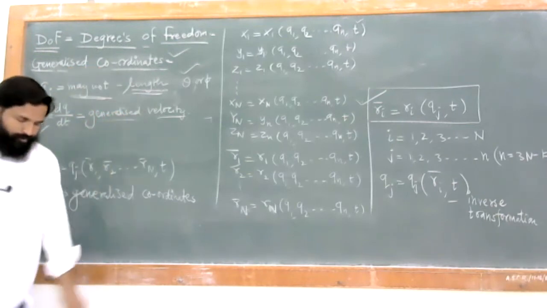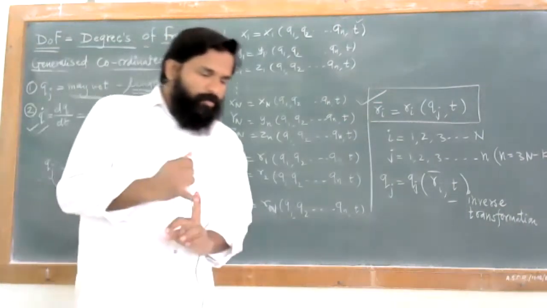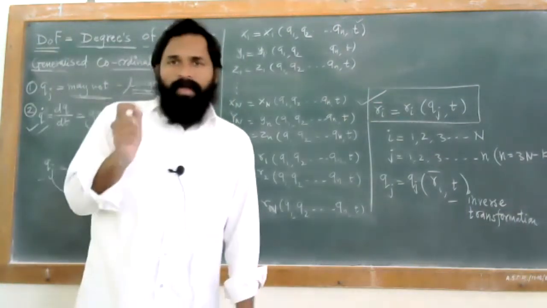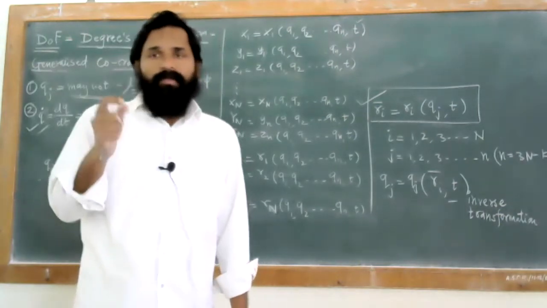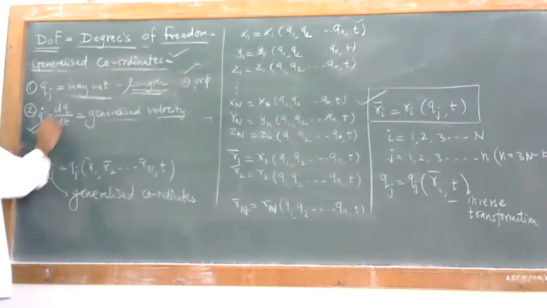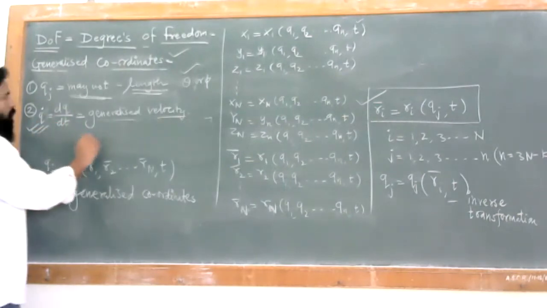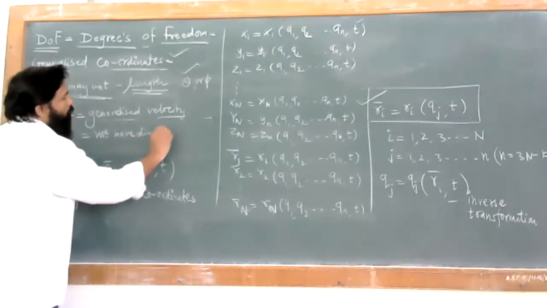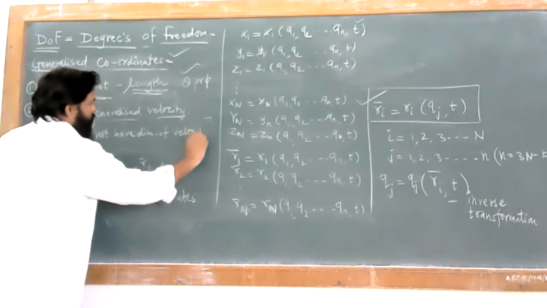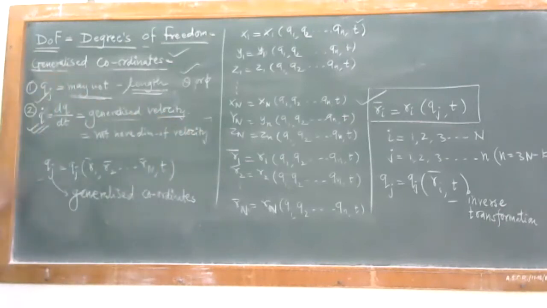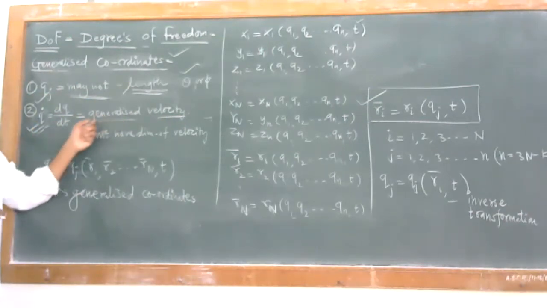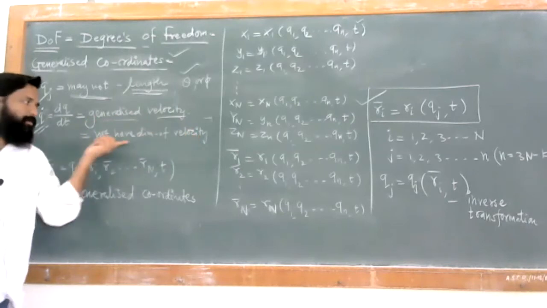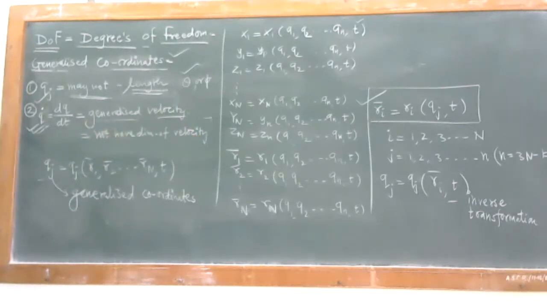One more point, as q dot may not necessarily have a dimensions of length. Okay, so this q dot or dq by dt is not having a dimensions of velocity. It may not have, or it cannot have, a dimensions of velocity. That is your second point.